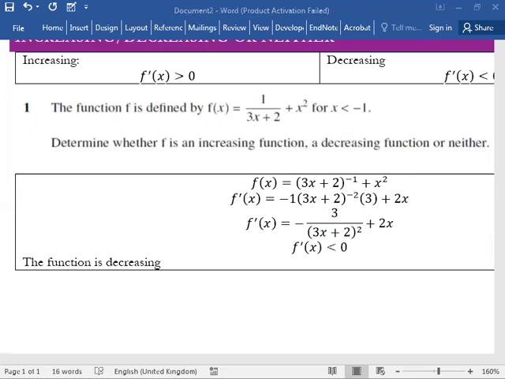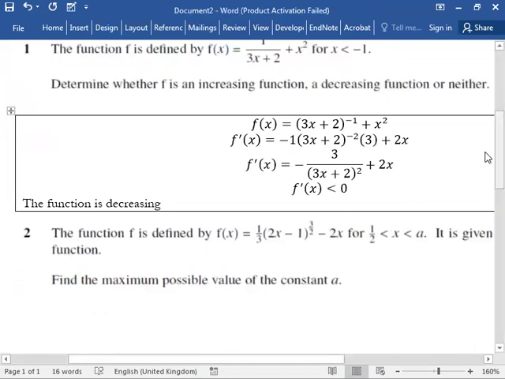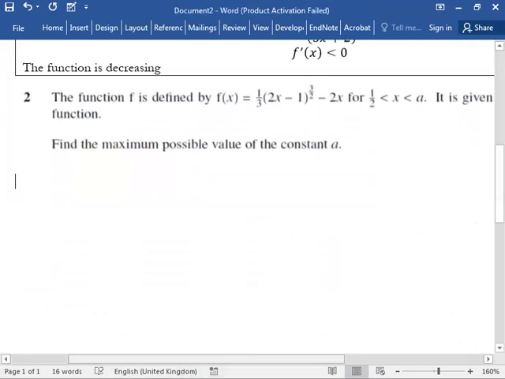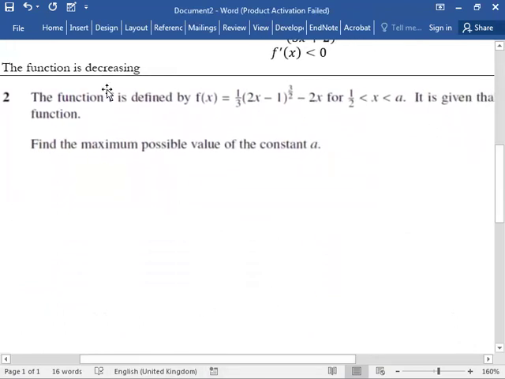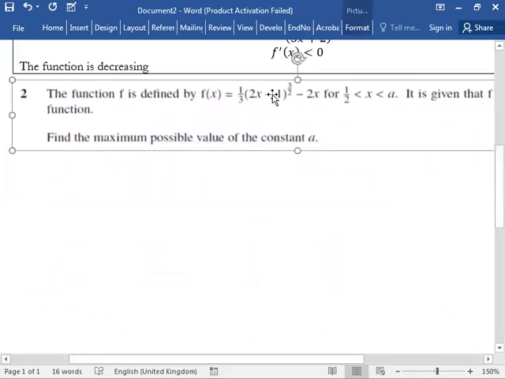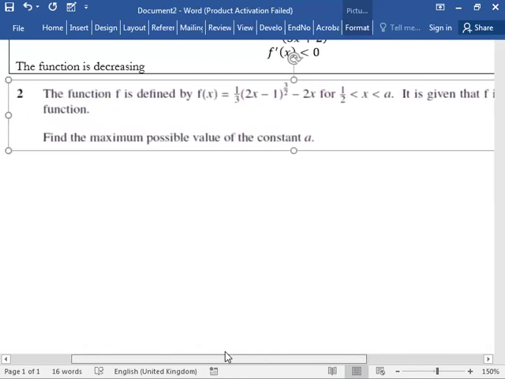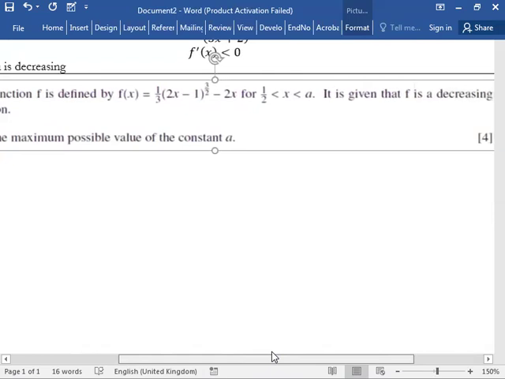Let's have a look at another question. The function f is defined by f(x) = 1/3 (2x minus 1) to the power 3/2 minus 2x, for x between half and a. It is given that f is a decreasing function. Find the maximum possible value of the constant a.